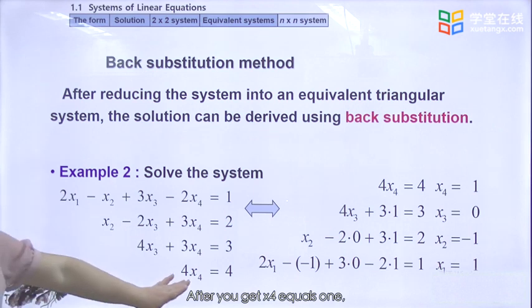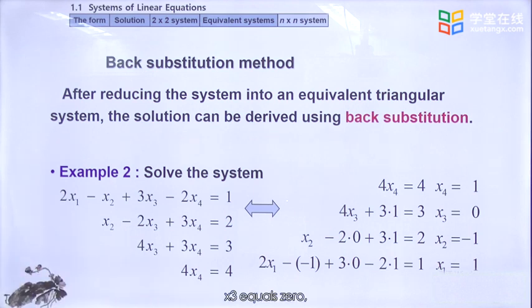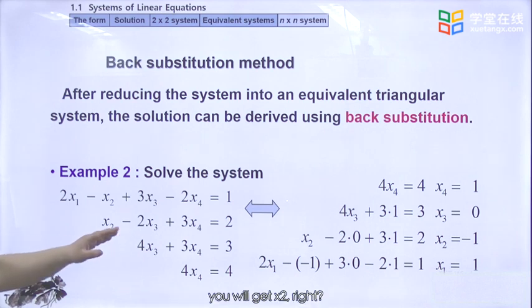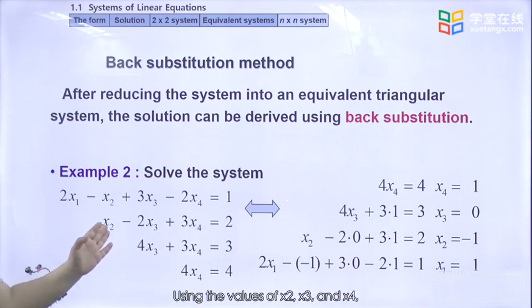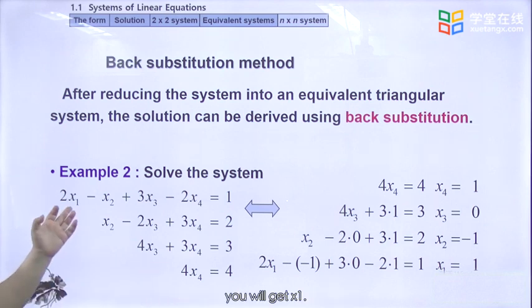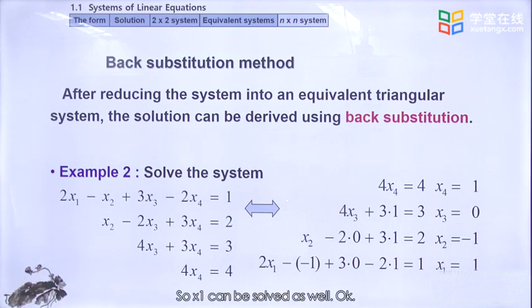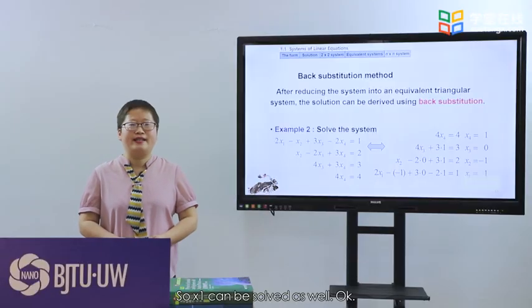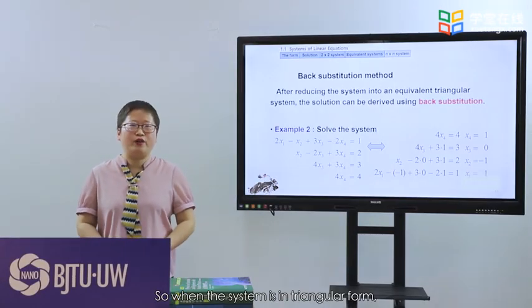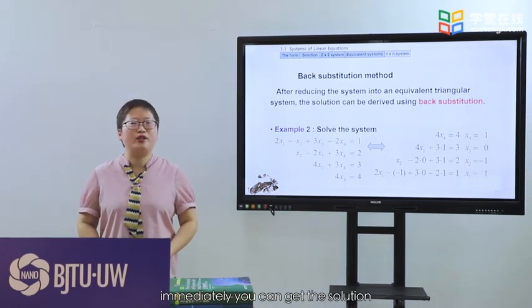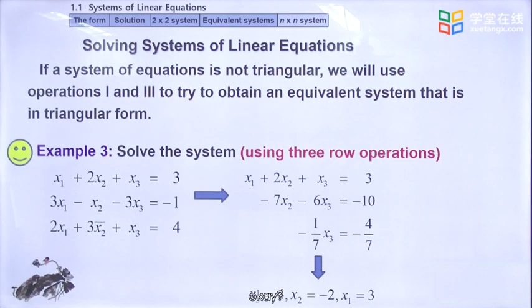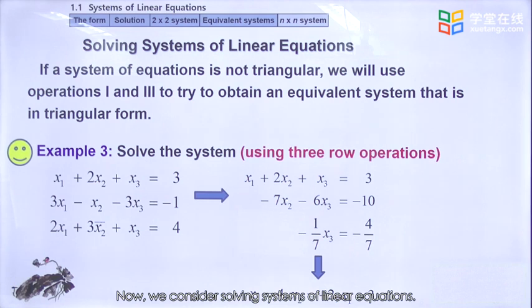After you get x4 equals 1, x3 equals 0, you substitute in the second equation, you will get x2. Right? So x2 just equals minus 1. So using the values of x2, x3, and x4, you will get x1. So x1 you can solve as 1. Okay, so when the system is in triangular form, using the back substitution method, immediately you can get the solution to this linear system.